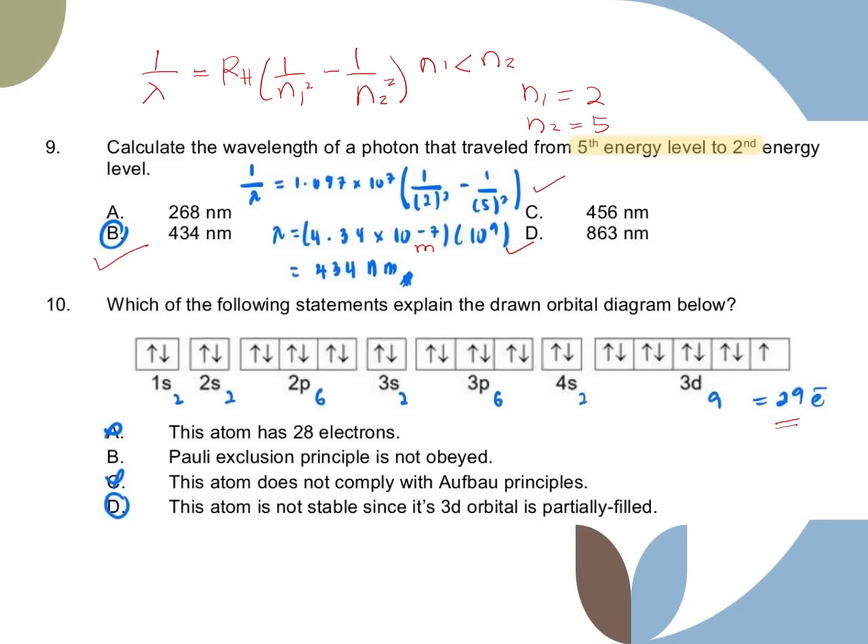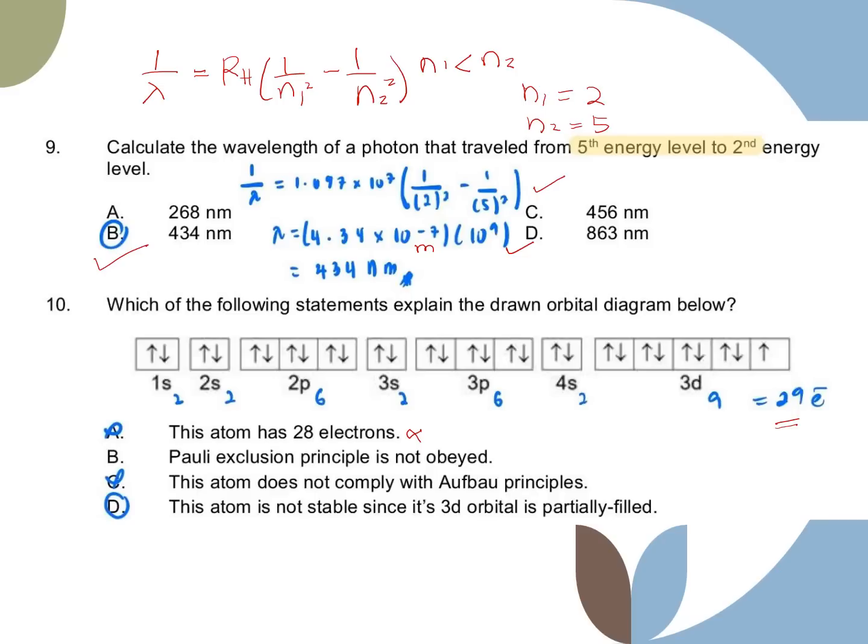Like written here, this atom has 28 electrons. Of course, it is wrong because we have calculated it has 29 electrons. The Pauli exclusion principle is not obeyed. This is not the correct statement here. It does not explain the orbital diagram above. This atom does not comply with Aufbau principle. Does it comply with Aufbau principle? It does comply with Aufbau principle, but it also does not explain this orbital diagram. This atom is not stable since its 3D orbital is partially filled.